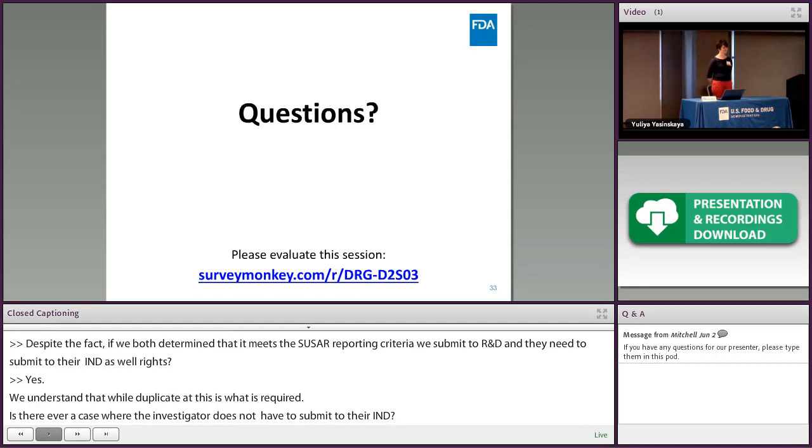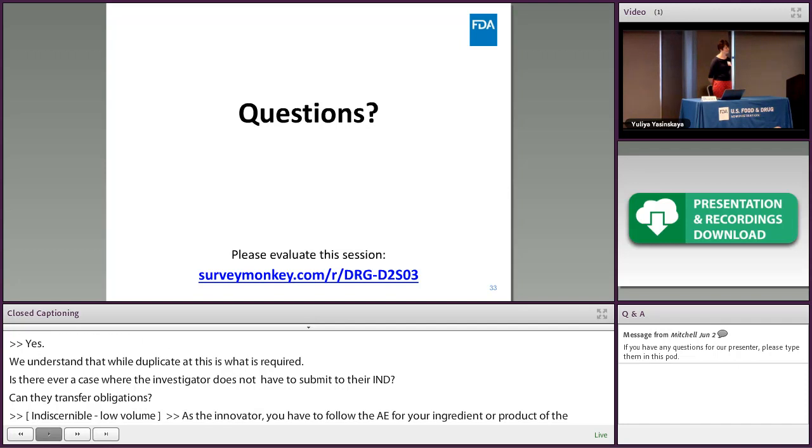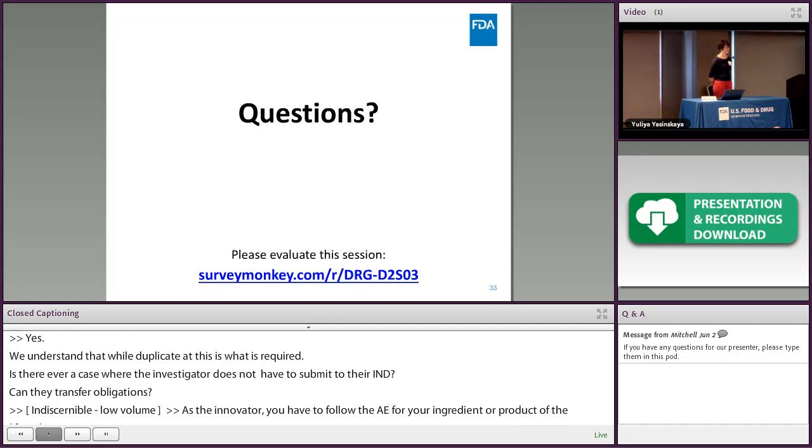As the innovator, you have to follow the AEs for your ingredient or your product through the life cycle. Once it hits a mature level and there's generics available, if there's updates in your labeling that you report to the FDA, what is your responsibility or requirements to notify the ANDA holders?